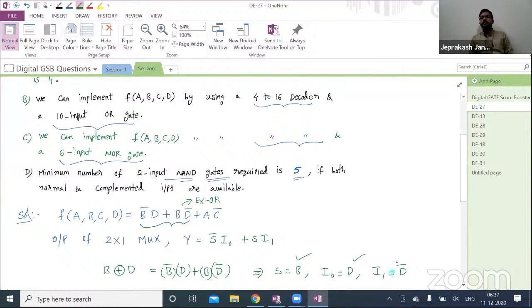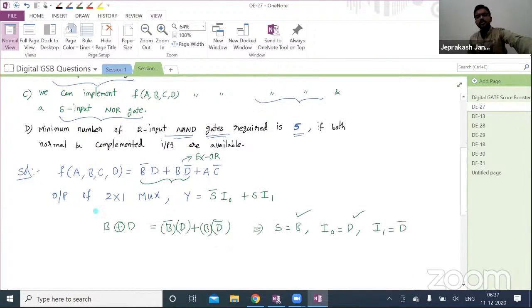So how can you implement D bar? Here the question is, we have to implement this particular function by using 2 by 1 muxes only. Only 2 by 1 muxes are allowed, right? So now we have to implement D bar. So how can we implement it?